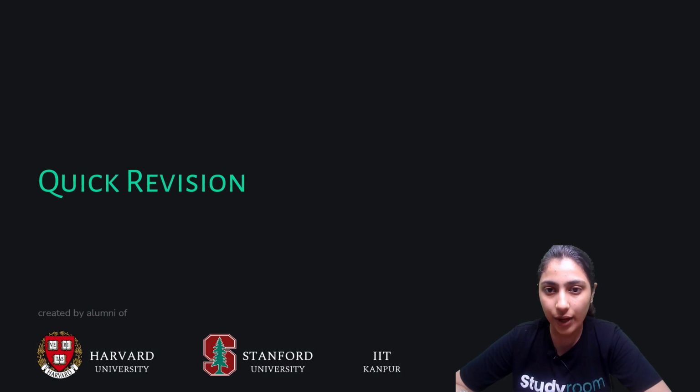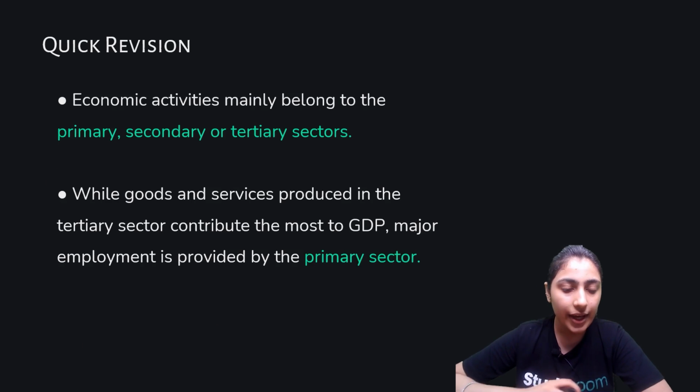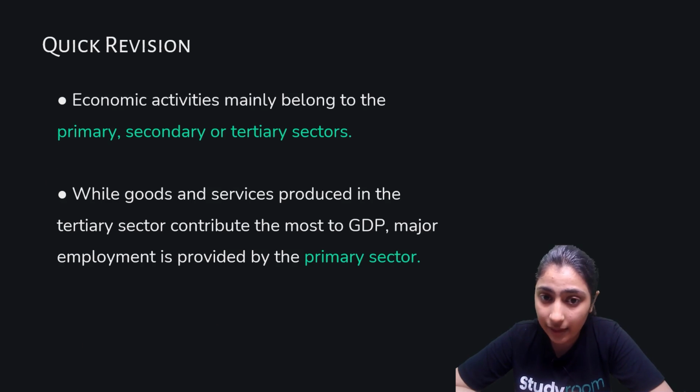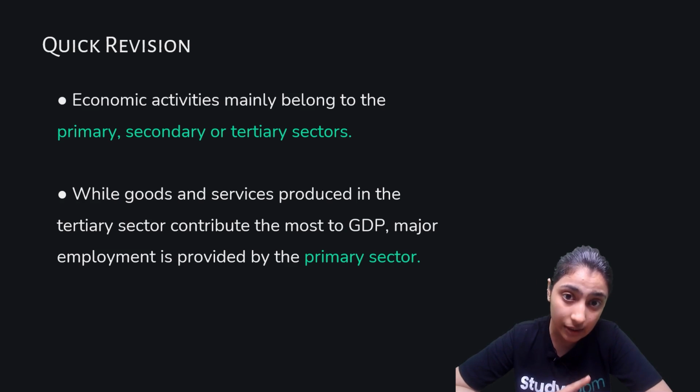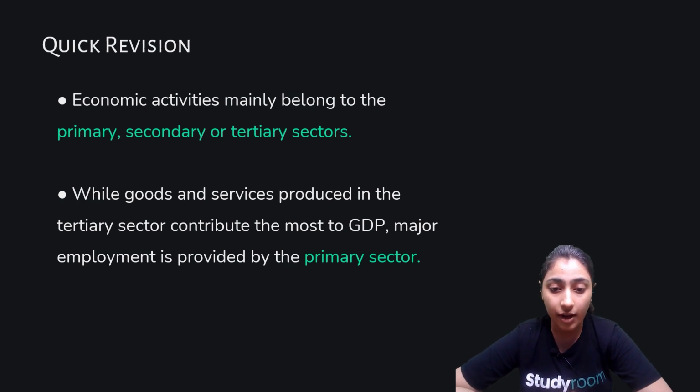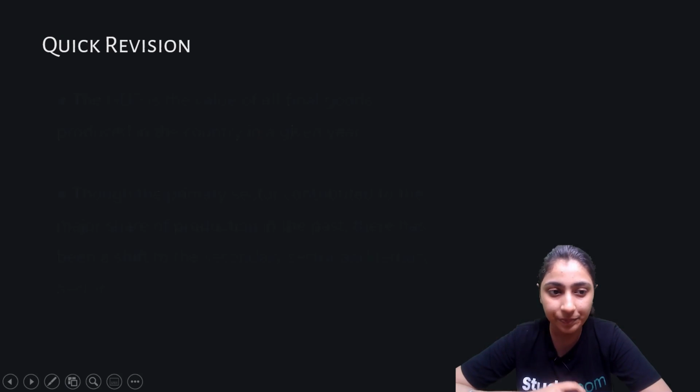Moving forward to our revision. So let's see. Economic activities mainly belong to the primary, secondary or tertiary sector. These are the three sectors. Goods and services produced in the tertiary sector contribute most to the GDP. This is something we have read and the point we will agree with the most. Major employment is provided by our first sector, which is the primary sector.